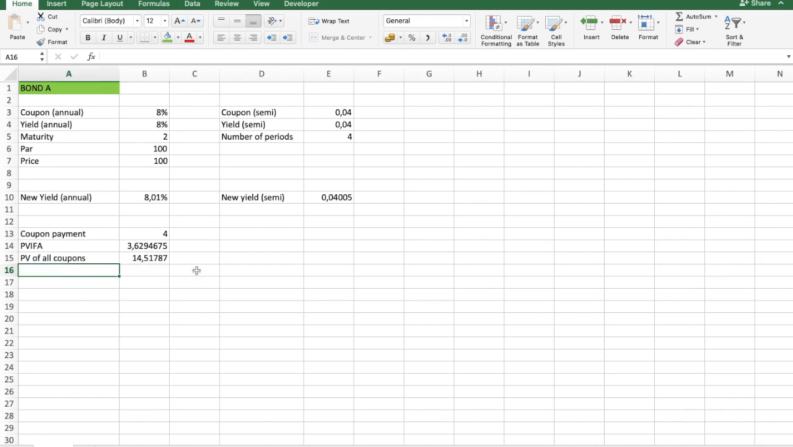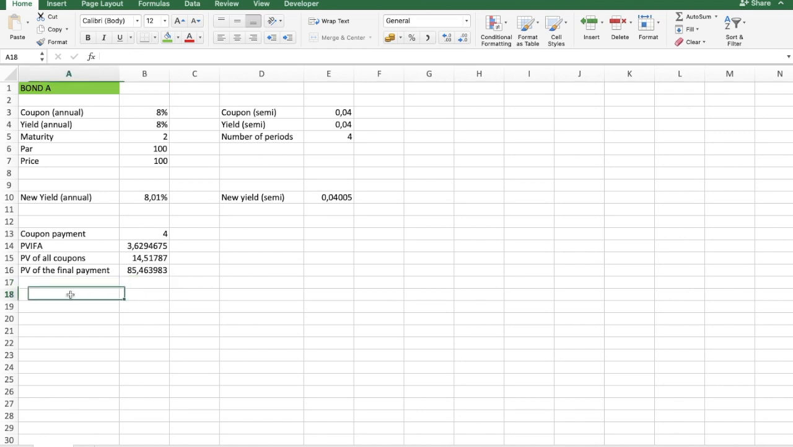Then we also have to compute the present value of the final payment, which is equal to the par value divided by 1 plus the yield to maturity, to the power of the number of periods.